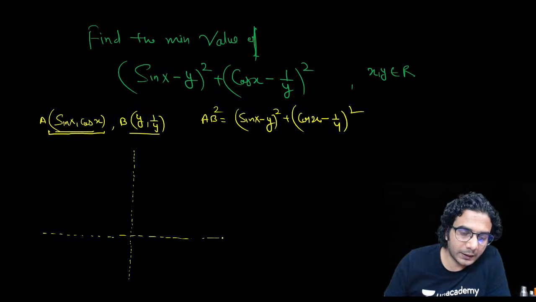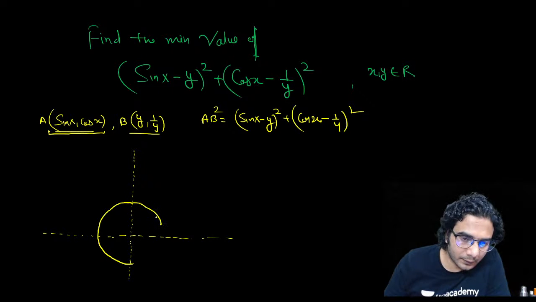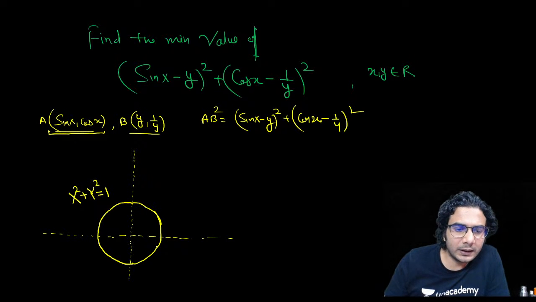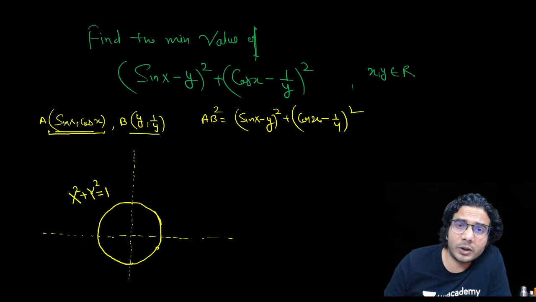So if you plot a circle, a small circle of radius 1, it is going to be capital X square plus capital Y square is equal to 1. So any point on this circle can be taken as sine alpha comma cos alpha. You can change the name of the variable, it doesn't matter. Whether you write sine alpha comma cos alpha or sine x comma cos x, it's the same thing.